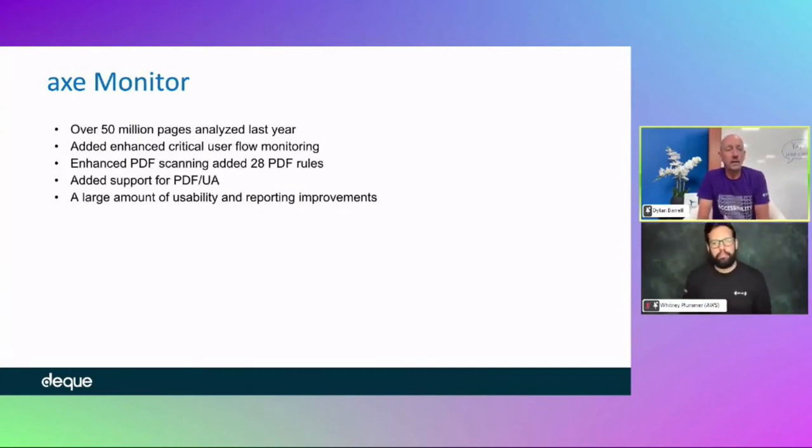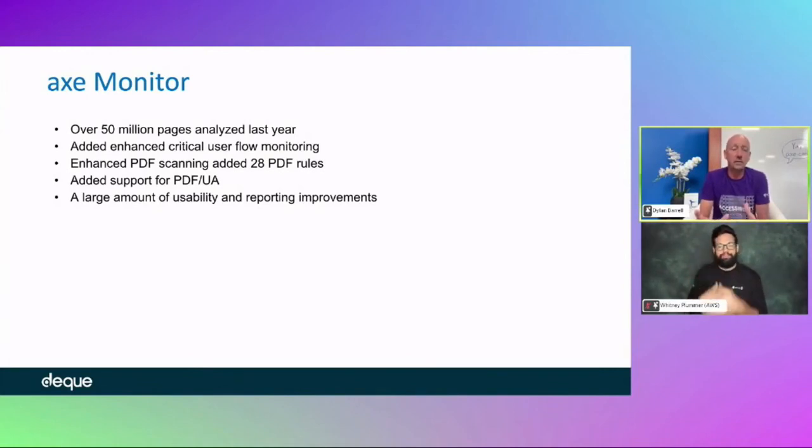Axe Monitor is our original flagship product. Axe Monitor allows you to comprehensively audit whole websites using an automated crawler, whether those websites are live on your production systems or still under development in your testing, QA, and development environments. There were actually close to 60 million pages analyzed last year with this product, and we added the ability to do enhanced critical user flow monitoring. This is a key feature that we added last year, and we've seen a lot of uptake of this feature.